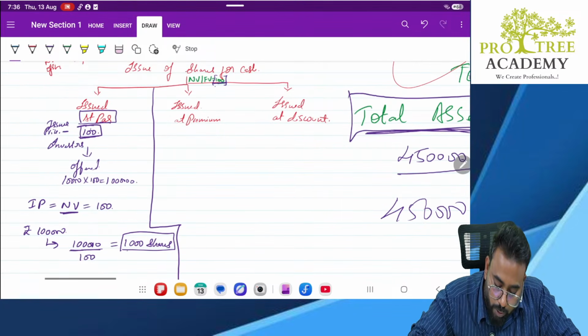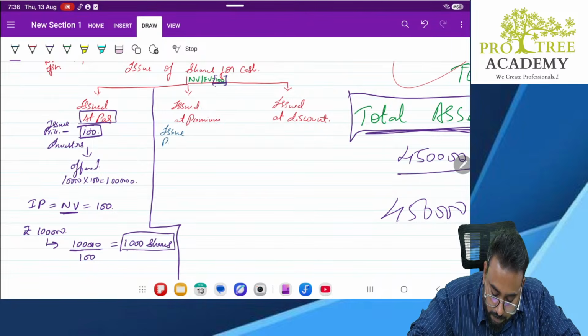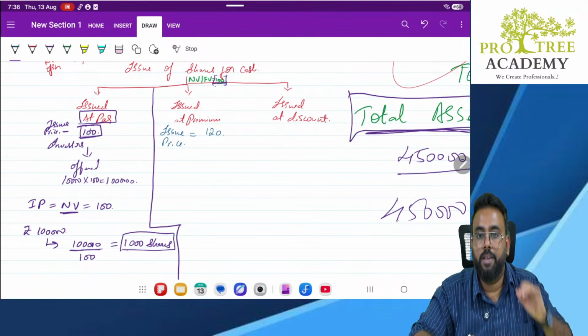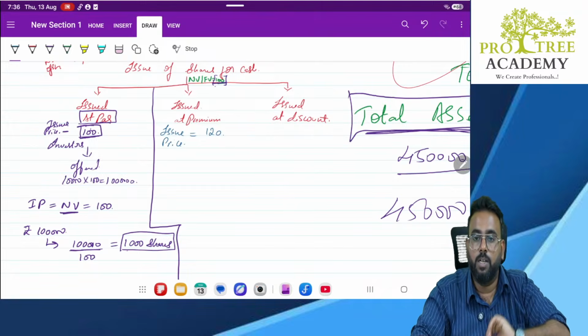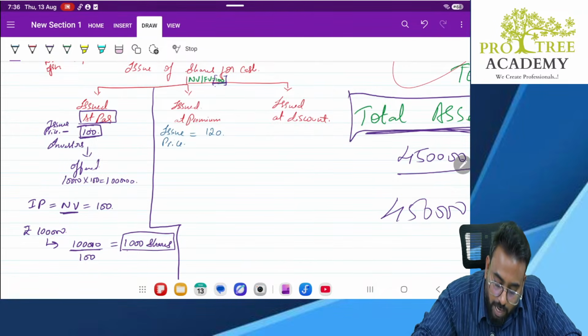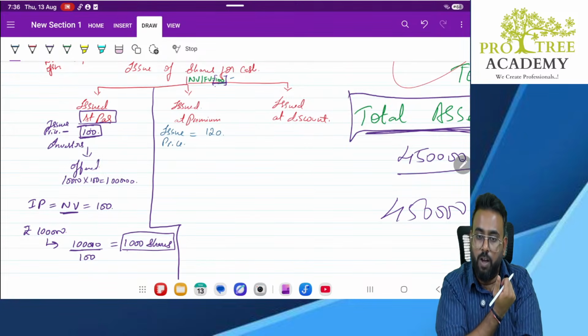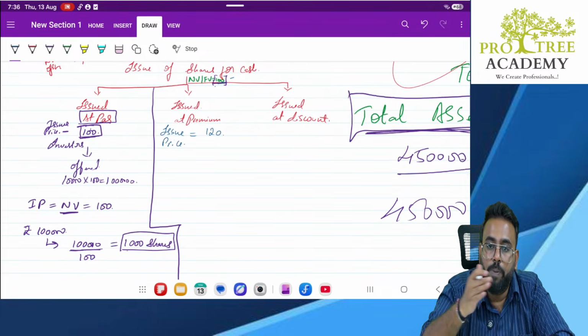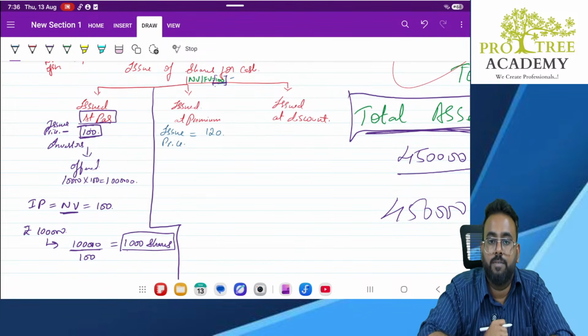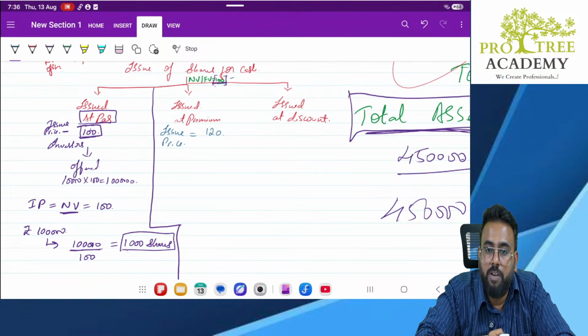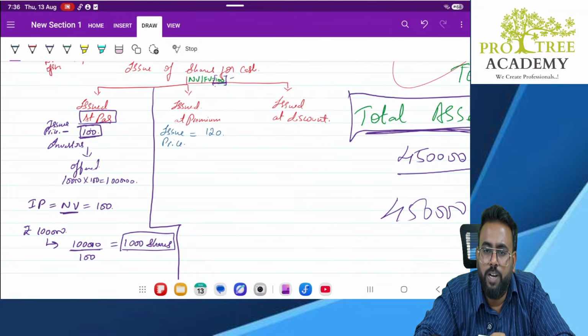Next comes issued at premium. Here what happens is I will issue the shares at 120. Sir, the value of the share is only 100. No, sir. Why are you issuing it at 120? Because people are ready to pay me 120. Sir, why will people be ready to pay you 120, sir?